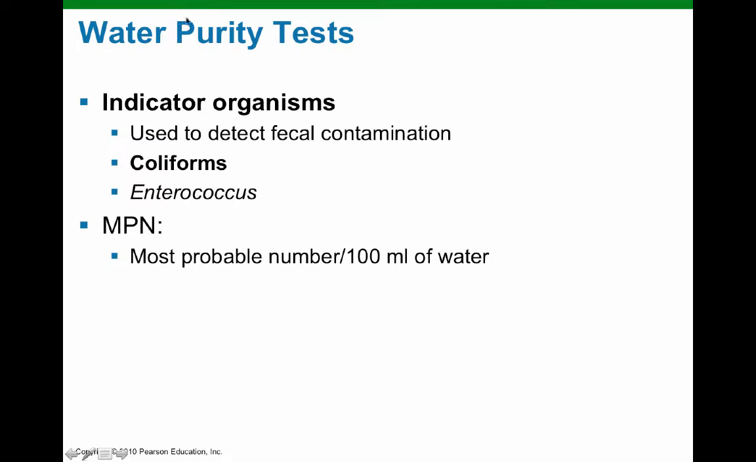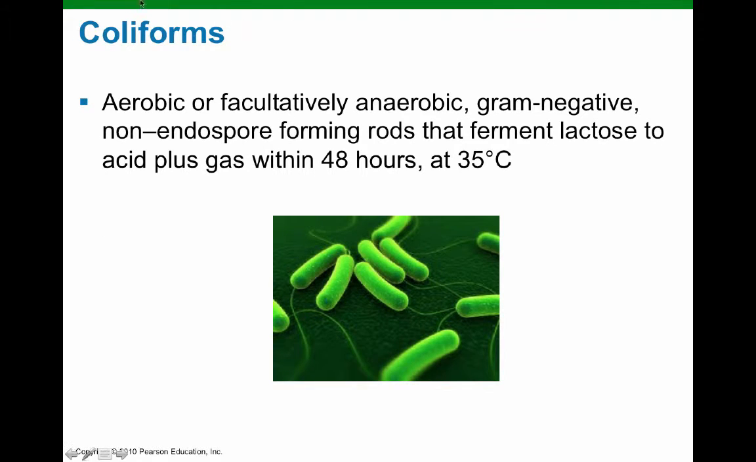Now, in testing water to ensure that it's free of contamination, the number one group of microbes that they screen for would be the coliforms. So these are the lactose fermenting bacteria that are associated with fecal contamination, and also Enterococcus they screen for as well. And they're looking for the MPN, so the most probable number out of 100 mils. And again, coliforms is at the top of the list.